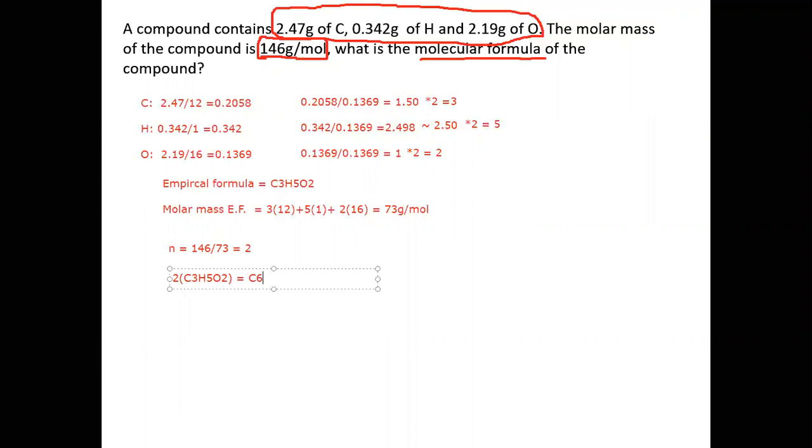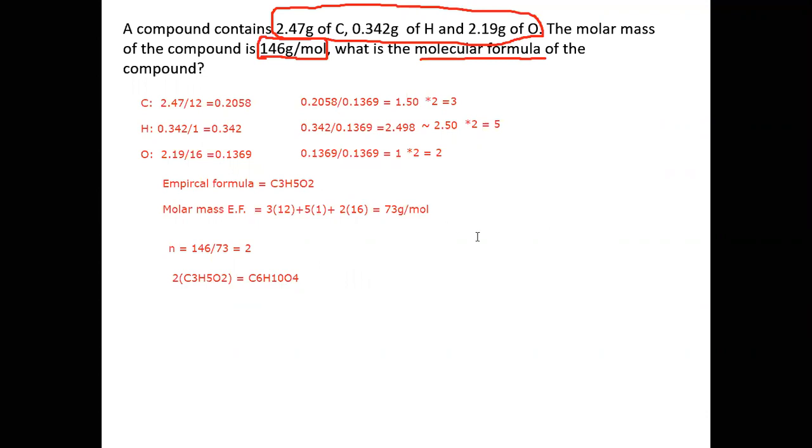So we get C6H10O4. You can use whatever molar mass you like. I mean, 16 and 15.9999. You're not going to have much of a difference in the answer. But sure. And so the molecular formula is C6H10O4.